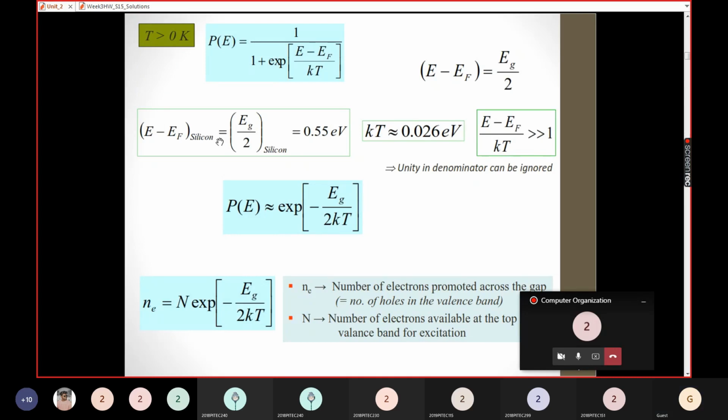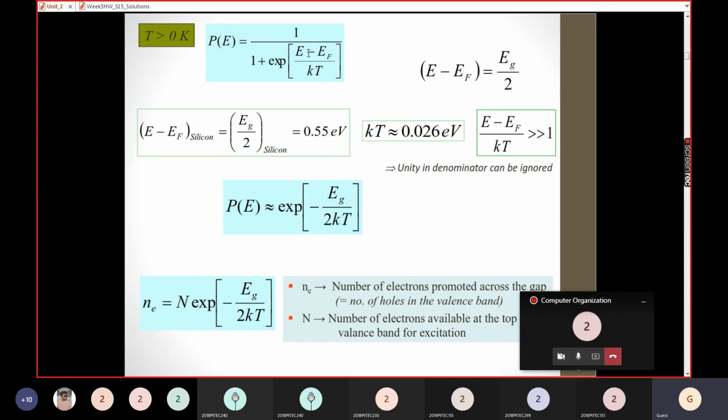Next, our main important theme here is, the second thing you have to observe in your question paper: E minus EF. You are observing it by using the formula Eg by 2. Next, they will confuse you by using the terms germanium as well as silicon. Now, if they have given the word silicon, you can directly take the value as 0.55 electron volts in place of E minus EF. I repeat again, understand clearly.